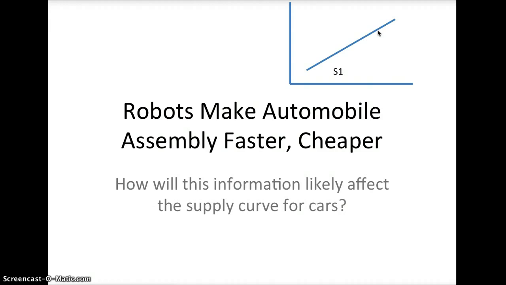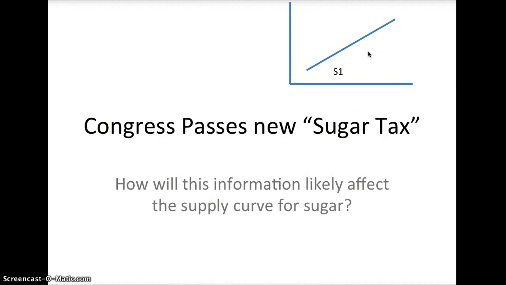Okay, robots make automotive assembly faster, cheaper. How will this affect the supply? Well, if it's cheaper and faster to make it, you're going to put more out there, right? Because you can make more money off of them. So you're going to see an increase in supply, shifting to the right. Okay, Congress passes a new sugar tax. How is this going to affect the supply for sugar? Well, that's going to cost more money to make it. So what's going to happen? Cost of input, cost of production goes up. You're going to see a decrease in supply.